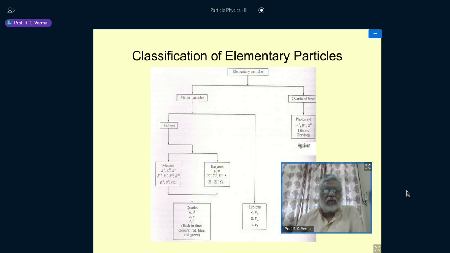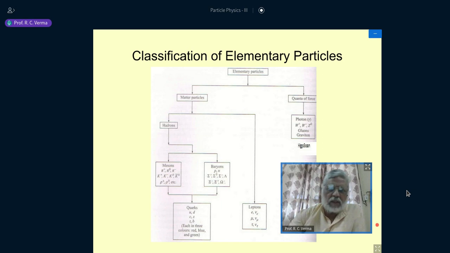We will see more about this, that these can be divided in three families. The first family is made up of up and down quarks, and the electron and its neutral partner. Similarly, the second family: charm quark, strange quark, muon and its neutrino partner. And the third family: top, bottom quarks, tau lepton and its associated neutrino. So we will continue with this.